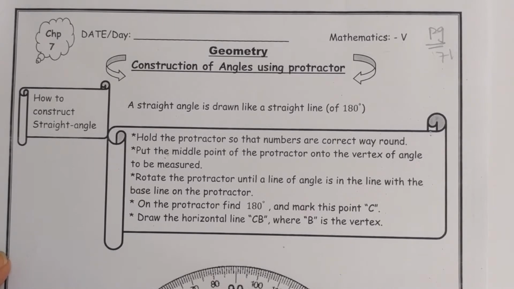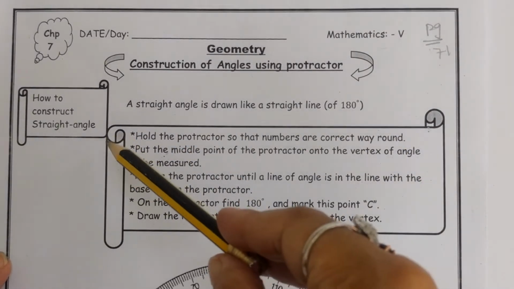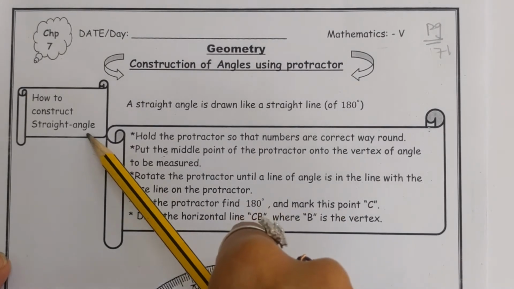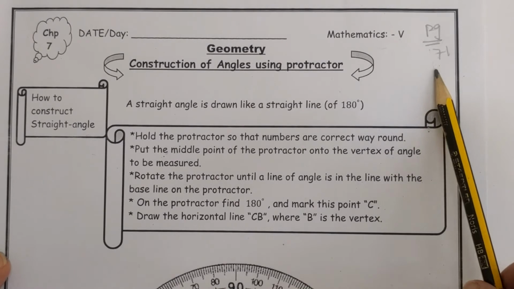Hope you are doing well and have done all the given practice work by yourself for the construction of right, acute and obtuse angles. Now in this lecture I am going to start the construction of straight angle. Okay, construction of straight angle. So open your booklet, page number 71.